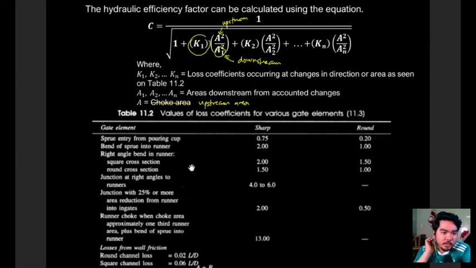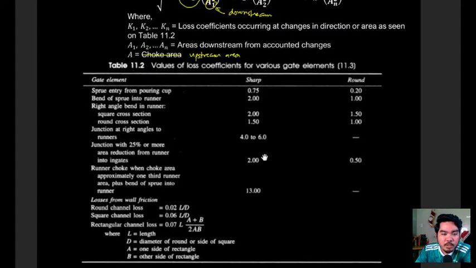Here are examples of loss coefficients. For example, a sprue entering from the pouring cup has an associated loss coefficient of 0.75 if it's a sharp turn. But you can do filleting, which entails a round turn, and that reduces the loss coefficient to 0.2.